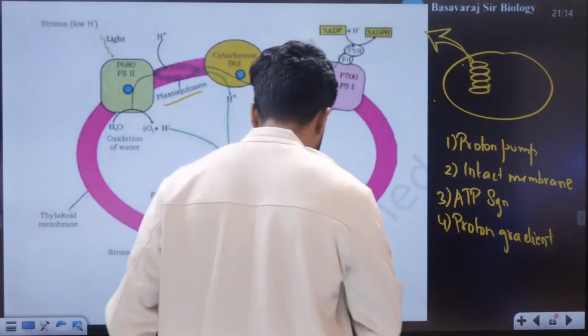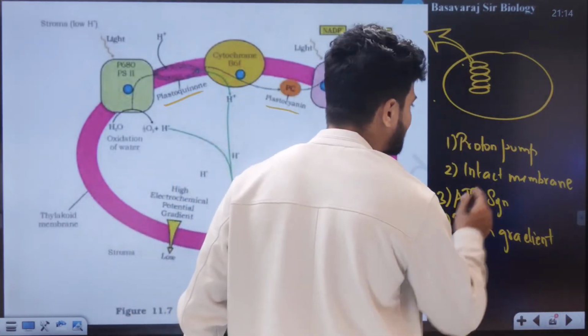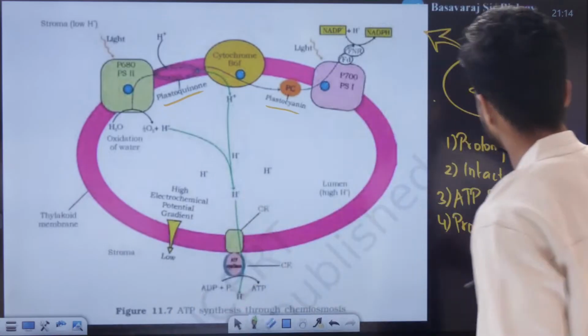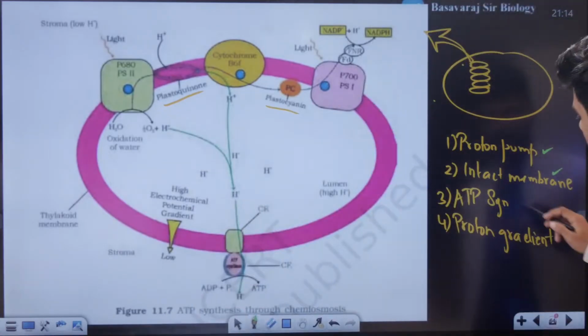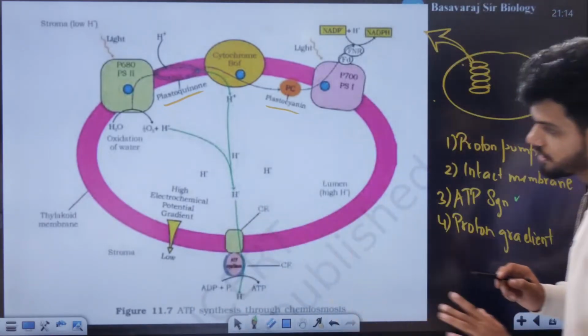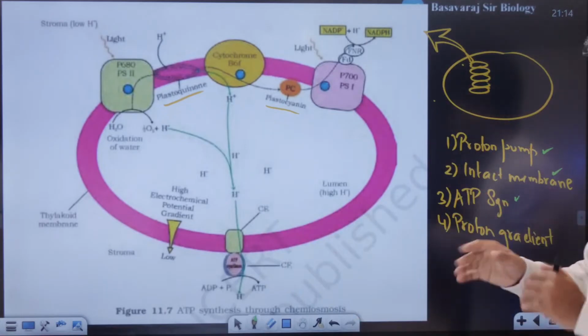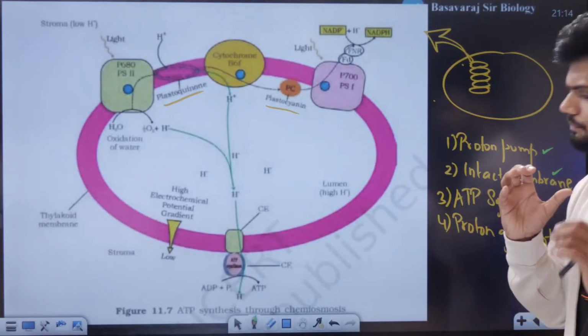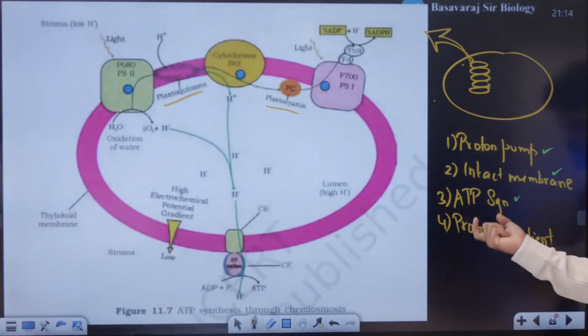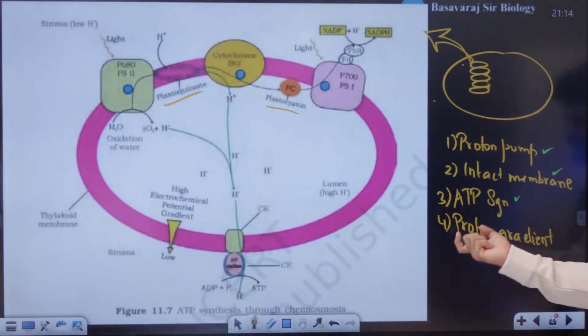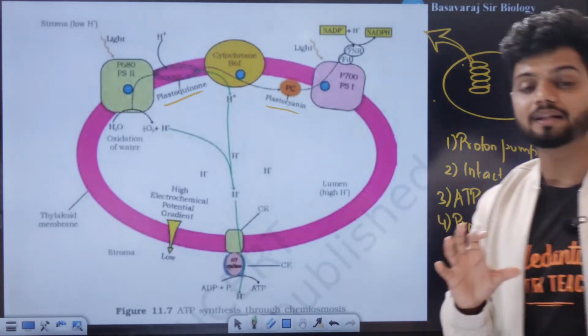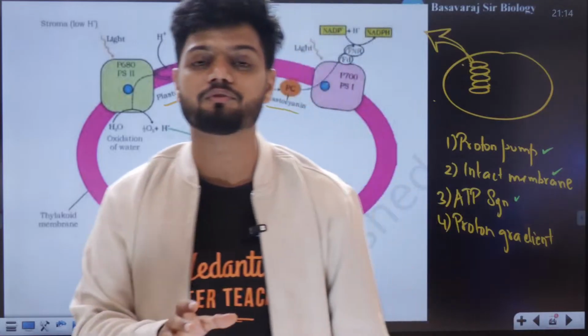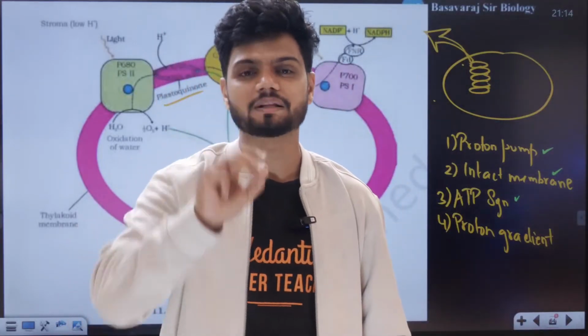Now, the first three are very easily available. Proton pump, it is there. Intact membrane, it is there. ATP synthase, it is here. So the first three criteria are very easily fulfilled. The last criterion, the proton gradient, takes a little bit of time, and this criterion is actually fulfilled by three different methods.